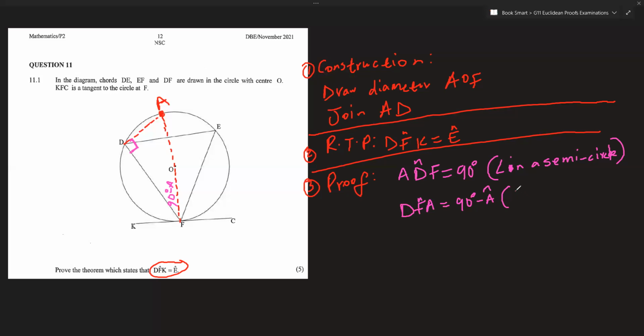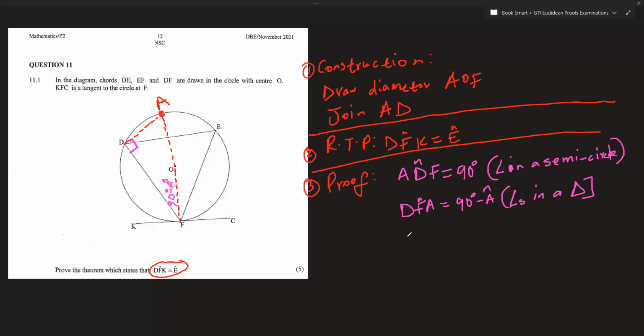It's angles in a triangle, right? Angles in a triangle add up to 180. So obviously, if I have 90 here, this angle and that one must also add up to 90, which means this one will be 90 minus angle A. Let me put a cap there. Awesome.